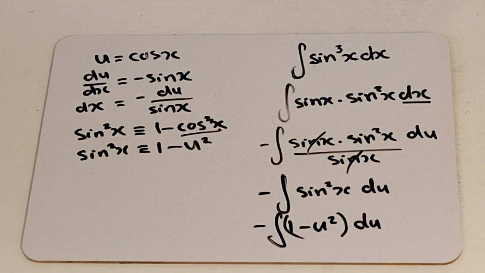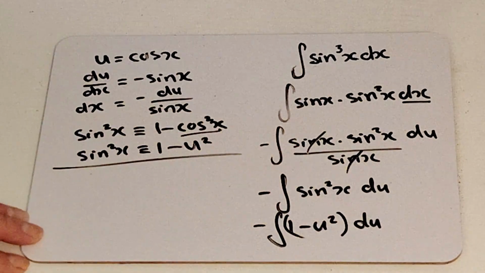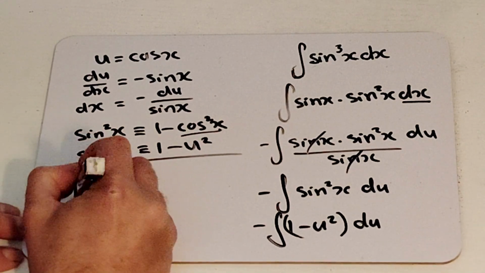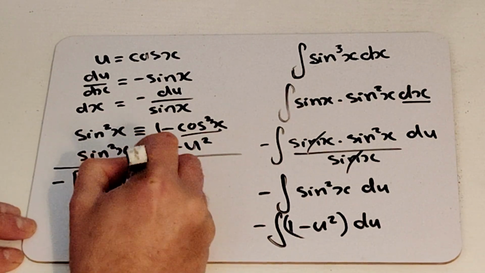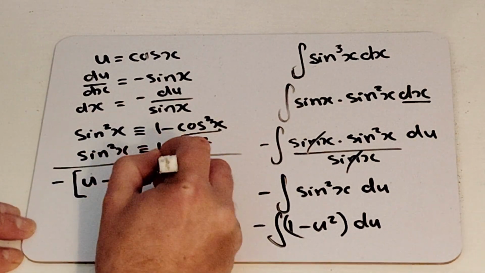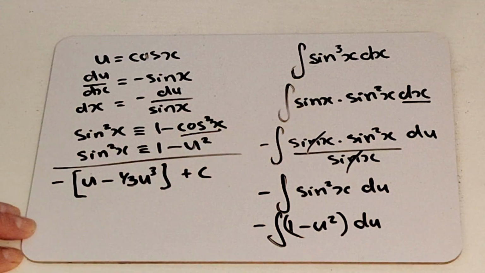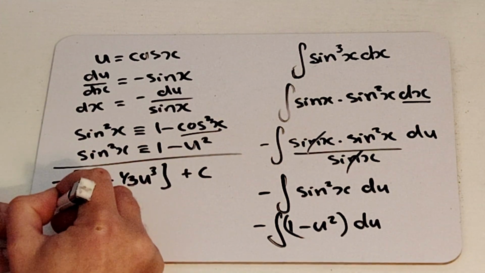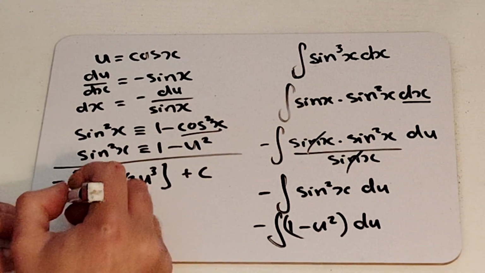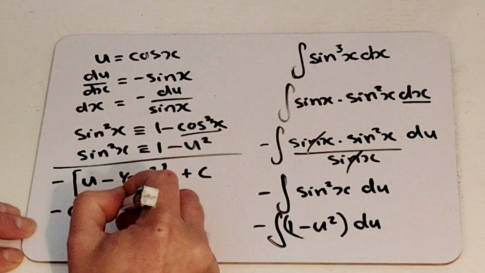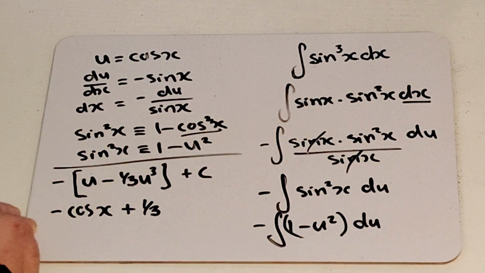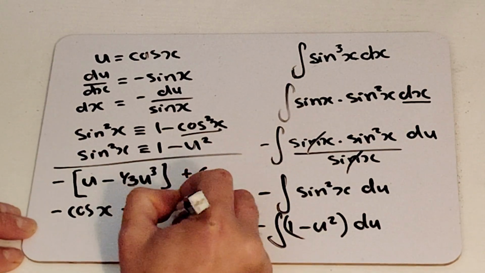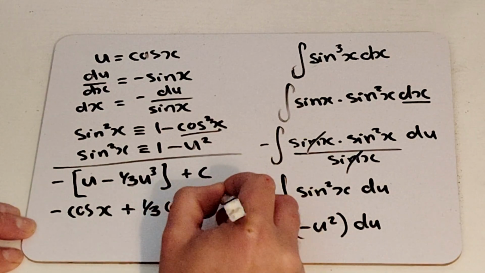So I now actually have my integral in terms of u, so I can go ahead and process it. I'm going to move over here. So my integral becomes negative, integrate 1, I get u, integrate u squared, I get a third u cubed, and of course plus c. So that becomes negative u, which is negative cos x, minus, multiplied by minus is plus, a third u cubed. From our substitution, I know that's cos cubed x plus c.